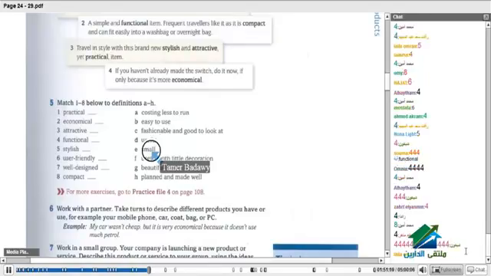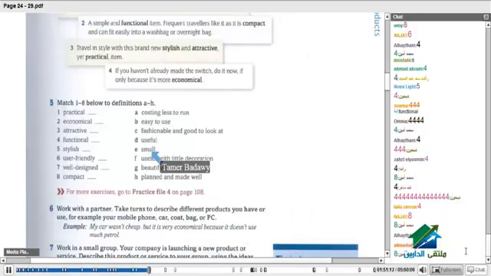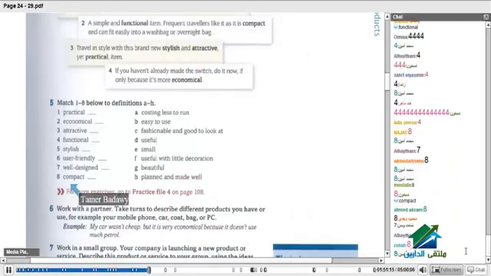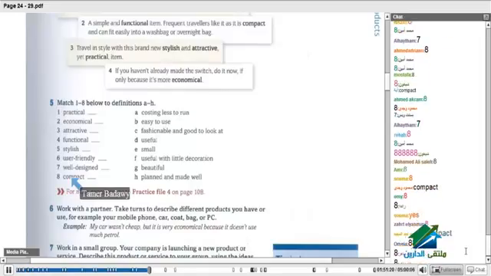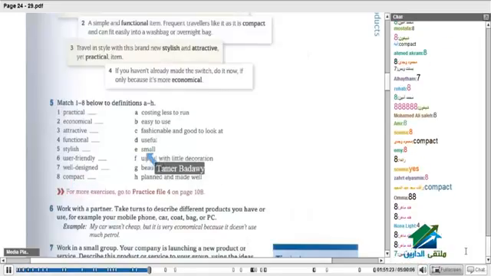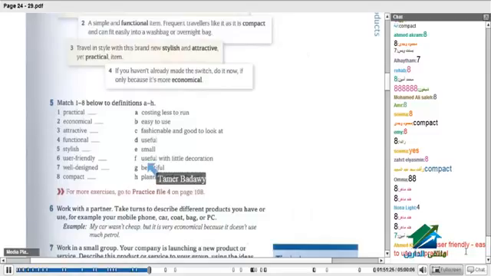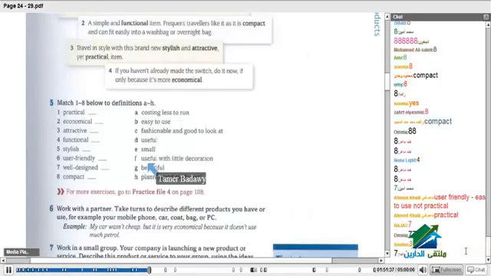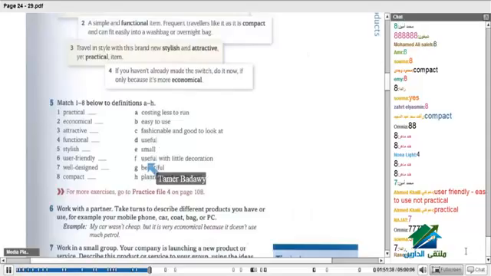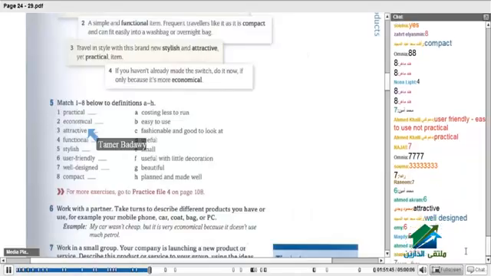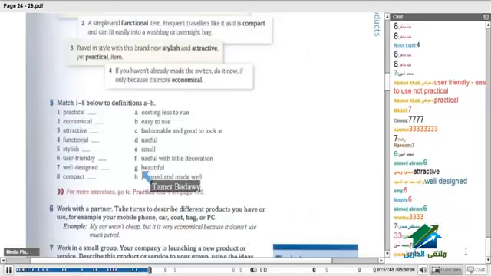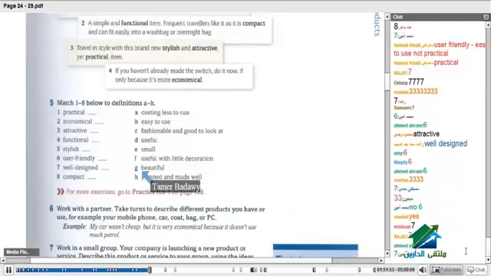Small. 8. Compact. Good answer, Sheikhoon. Good answer, Mahmoud Wagdi, and everyone. Useful with little decoration. Attractive. Beautiful.